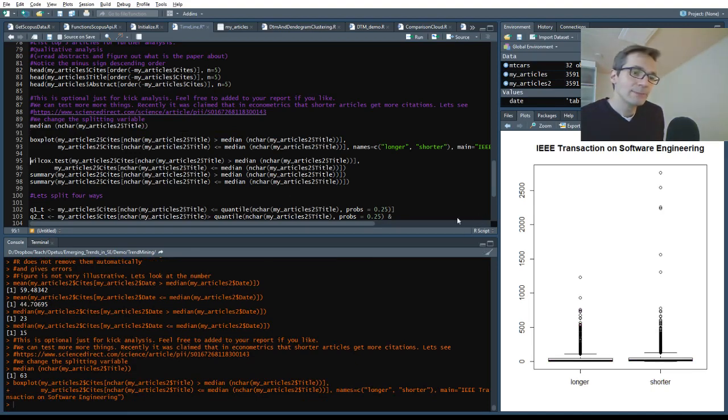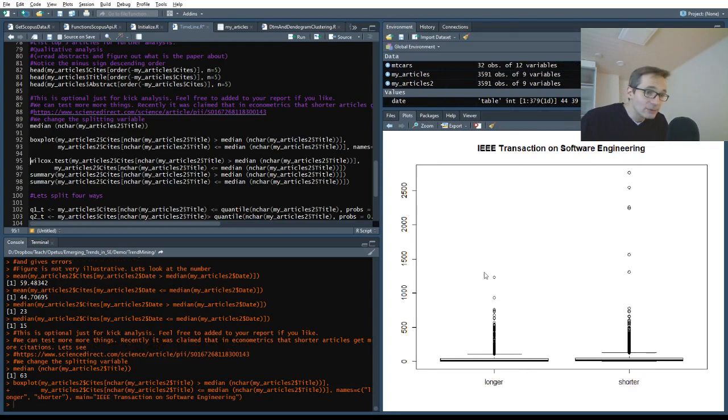Okay, there seems to be some evidence that this is again true. We can see from the figure that shorter papers seem to have more citations, and what is notable is that all the articles with 1500 or more citations have shorter titles.